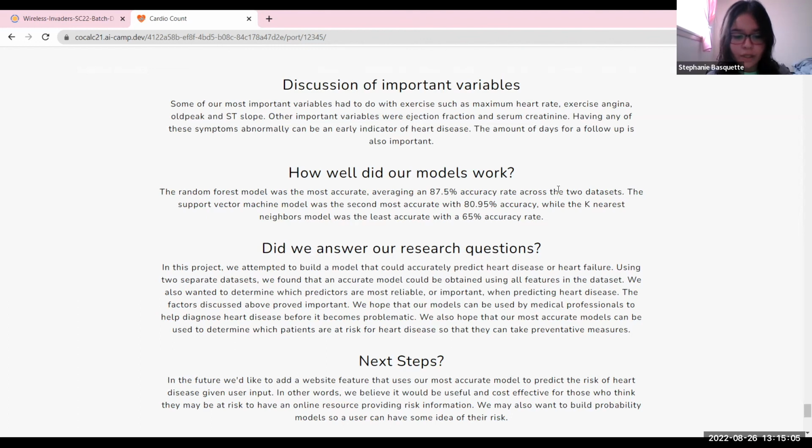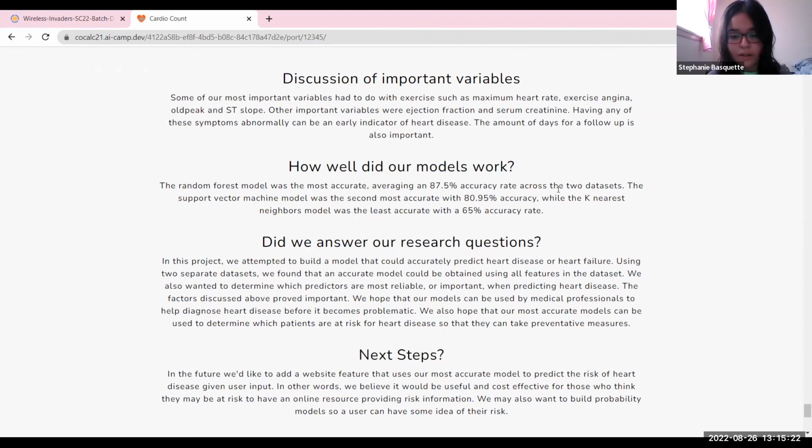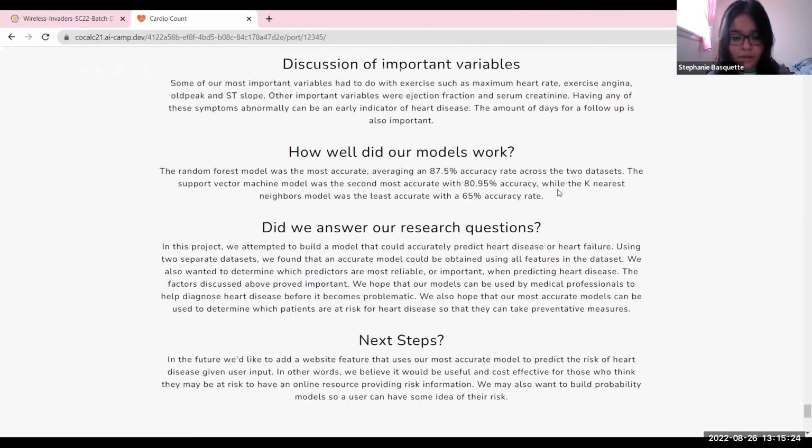In the future, we'd like to add a website feature that uses our most accurate model to predict the risk of heart disease given user input. We believe it would be cost-effective for those who have a suspicion that they may be at risk for heart disease, because there would be an online resource available for them to access. We may also want to build probability models so a user can have some idea of their risk.